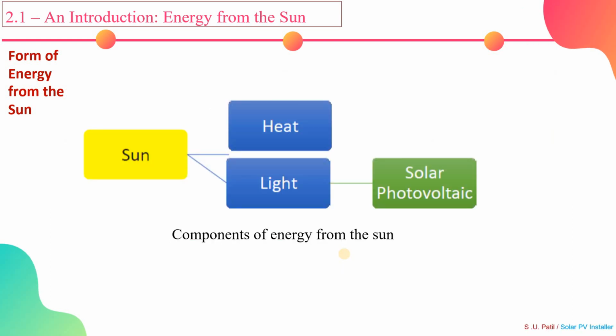Therefore, after understanding the dual theory of light in simple terms, let's remember that the energy coming from the sun to the earth has two components, heat and light. Heat is nothing but electromagnetic waves, and light is nothing but photons. This light or photons are used to produce electricity through PV systems due to the photovoltaic effect.